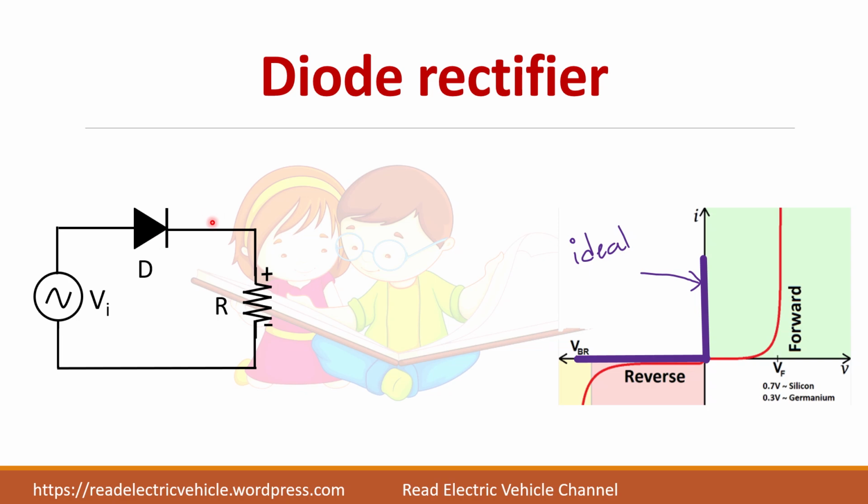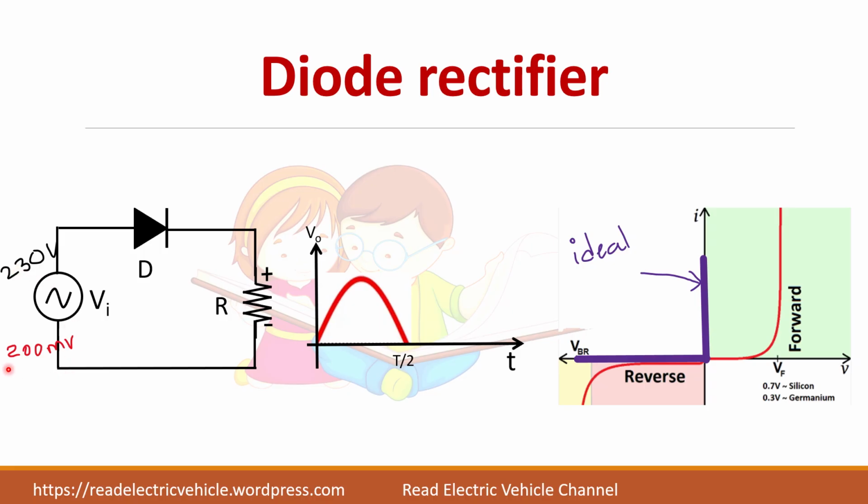Diodes are normally used for rectification purpose. In this case, I am taking a half-wave rectifier and the input voltage is around 230 volt. So for 230 volt, this cut-in potential of 0.7 is not going to affect the output. Whereas if I have only some 200 millivolt or 300 millivolt as my input signal, I cannot go and use this ordinary diode.